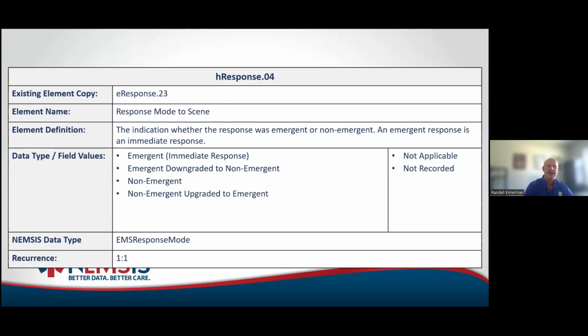Next element is hresponse.04. Existing element copy is eresponse.23. Element name is response mode to the scene. The definition: the indication whether the response was emergent or non-emergent. An emergent response is an immediate response. There we have our field values. The NEMSIS data type is the EMS response mode with a recurrence of 1 to 1.